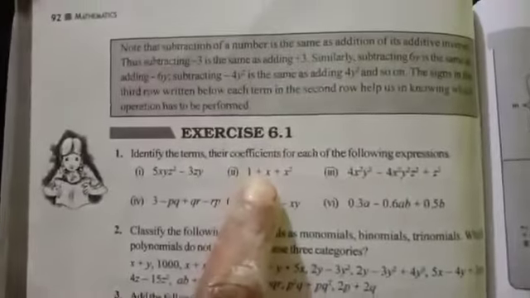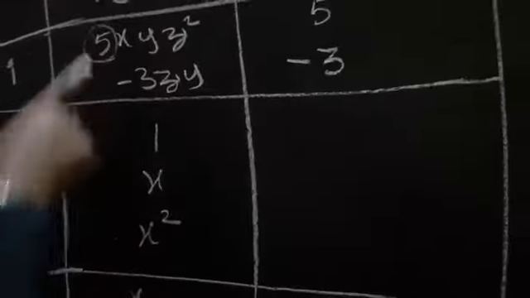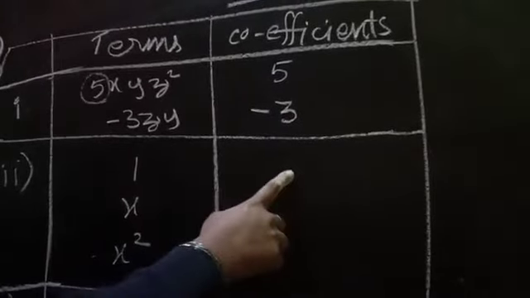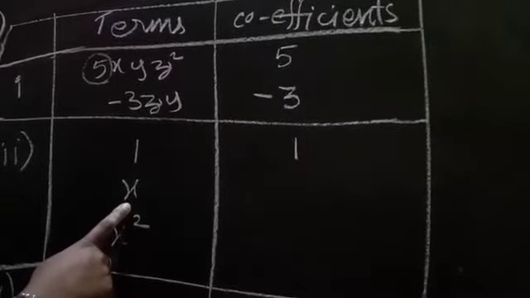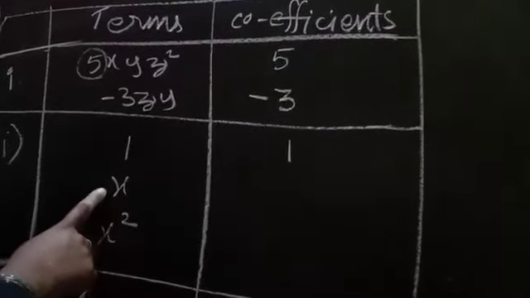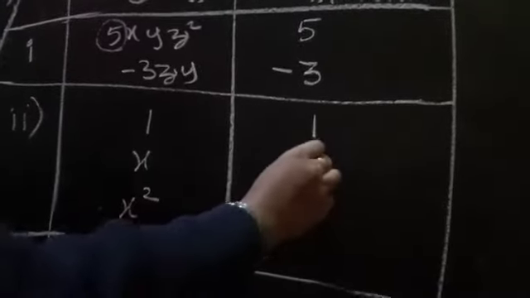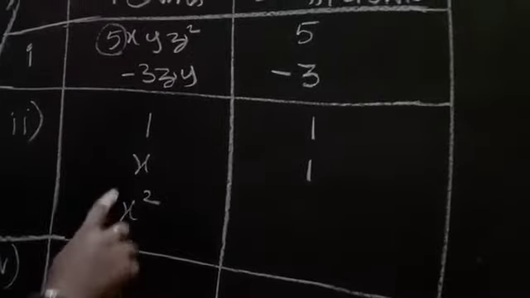Second question they have given here: 1 plus x squared. So how many terms do we have? 3 terms. That is 1, 2, 3 terms we have. So those 3 terms I have also written here. So for the first term, what is the coefficient? It is 1. For the second term, what is the coefficient? No number means there is only one x. So it is 1. x squared means only 1 x squared we have.